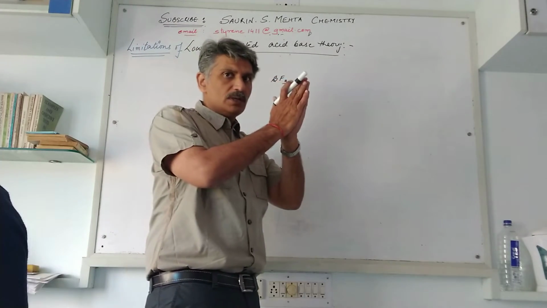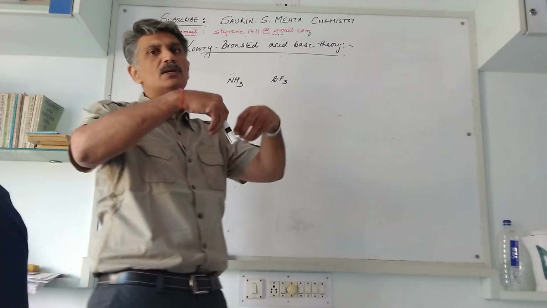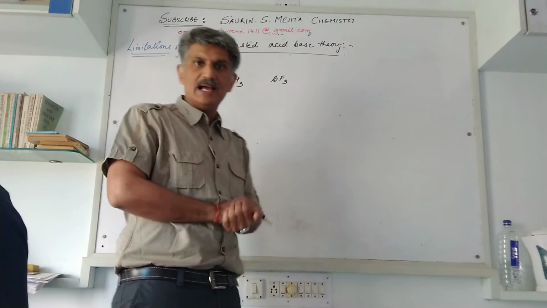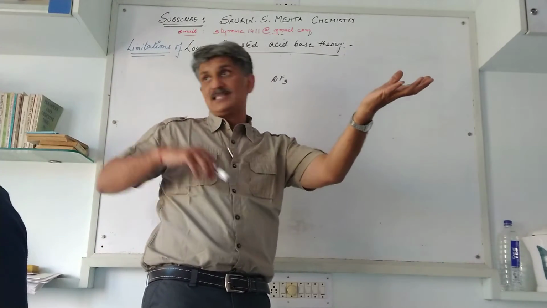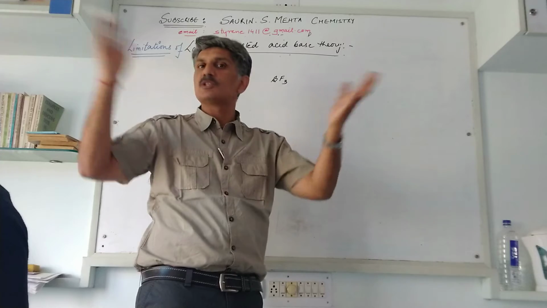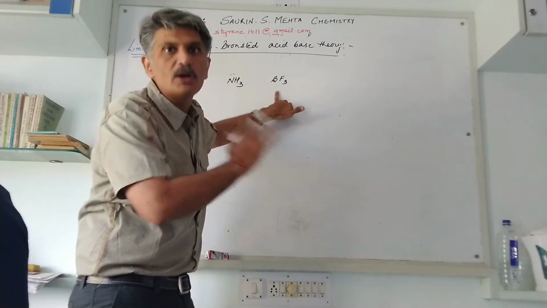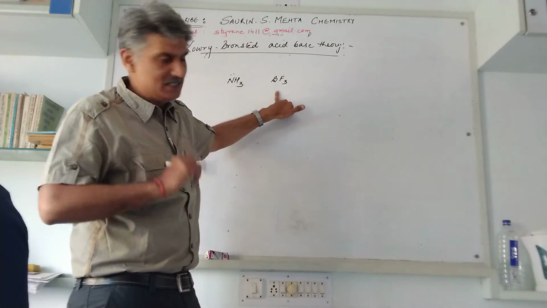Because if you keep in mind the Arrhenius theory, it was a theory with respect to the losing of a proton and the losing of a hydroxide ion. If it was losing a proton, it was an acid. If it was losing OH minus, it was a base. Here there is no H, no OH. So Arrhenius theory will not be able to decide whether it is an acid or a base.